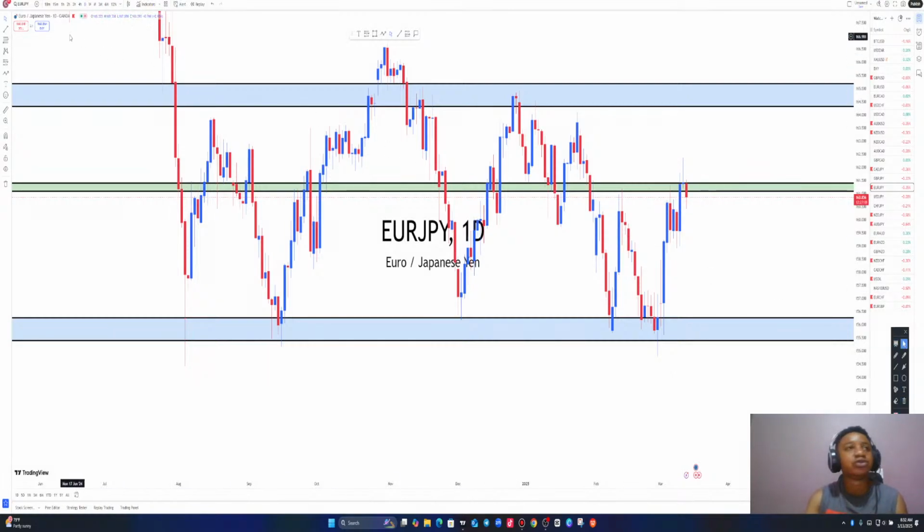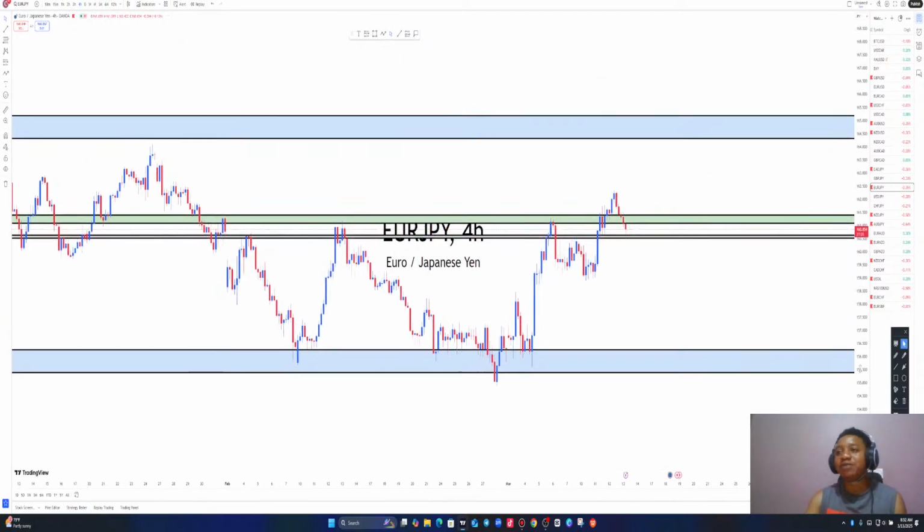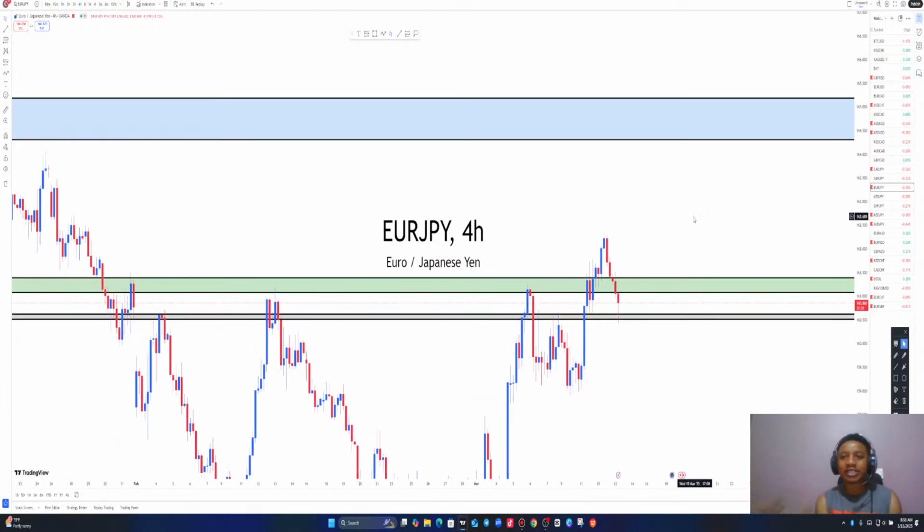I don't want to talk much about it. Let's go to 4H. Okay, very good. So this is the 4-hour time frame that I was talking about on the daily. Now on the 4-hour, look at the structure here. What we can currently see on the 4-hour time frame is an uptrend.